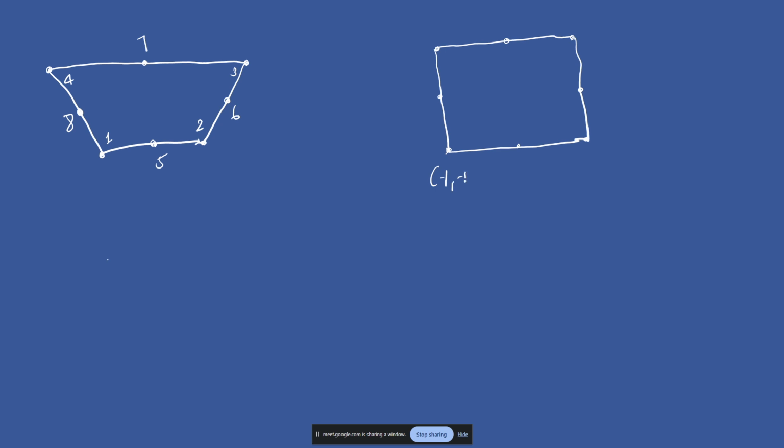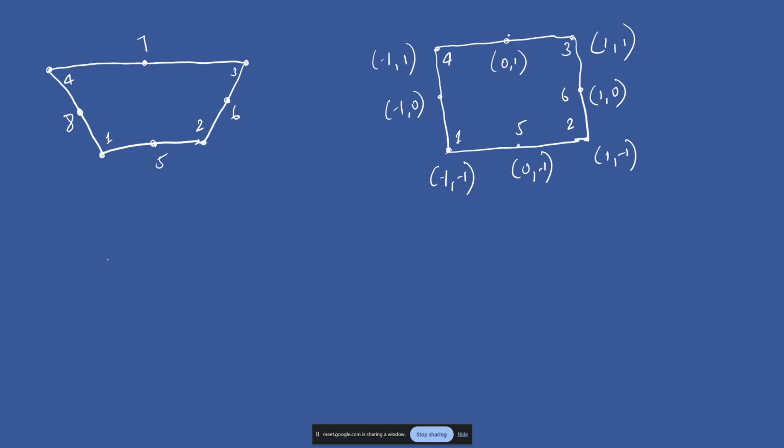So this is your minus 1 comma minus 1, 0 comma minus 1, 1 comma minus 1, 1 comma 0, 1 comma 1, then 0 comma 1, minus 1 comma 1, minus 1 comma 0, which is given by 1, 2, 3, 4, 5, 6, 7, 8. So once you have this, you can write all the 8 shape functions.